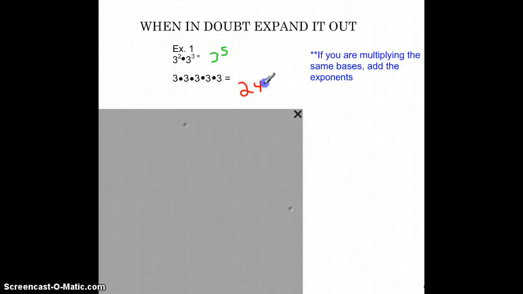3 times 3 is 9. Times 3 is 27. 27 times 3 gives 81. 81 times 3 is 243. When you become an old man like me, then you can do it all in your head. But for now, you could write that out on paper if you need to. Another way to think of it is that's 9, that's 9. 9 times 9 is 81. 81 times 3 is 243. So let's take a look at another example.